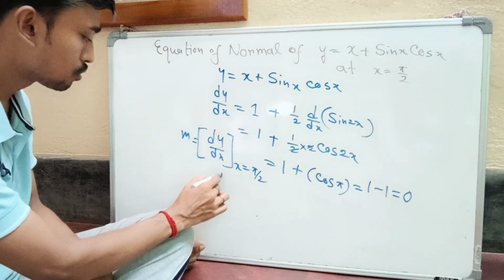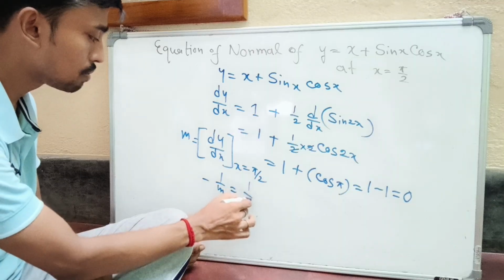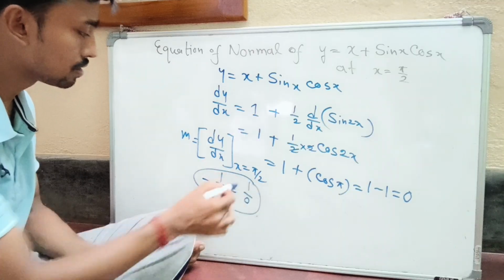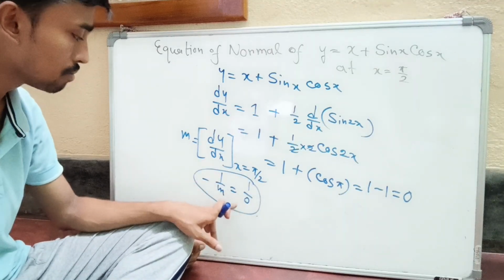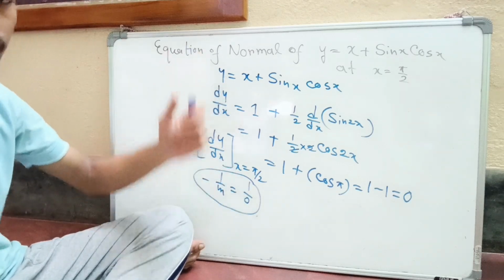Then what is minus 1 by m? That is 1 by 0. Minus 1 by m equals 1 by 0. Then what is the equation of the normal?